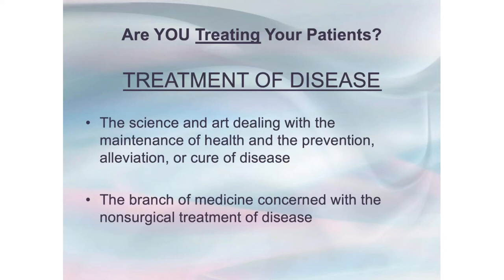So when you see a perio patient and this patient has bleeding or pockets, what are we doing for this patient? Are we improving their health, or every single time we see them, are we seeing bleeding, more bleeding, more bleeding? Another definition further down states the branch of medicine concerned with the non-surgical treatment of disease. If I had an option as a patient, would I choose a surgical option or a non-surgical option? I think this is where STM really comes into play.